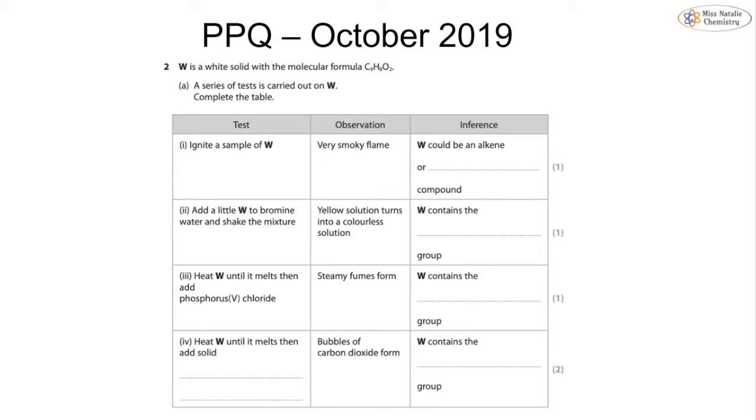So moving on to question 2, this is our organic chemical test. So W is a white solid that has C9H8O2. And a series of tests is carried out to determine the different functional groups that are present. So first of all, we ignite a sample of it and we get a very smoky flame. That tells us that probably we're going to have an aromatic compound. We could also have an alkene, but of course that's given to you in the question, but it would be an alkene or an aromatic. We then add some bromine water and we shake it and it turns into a colourless solution.